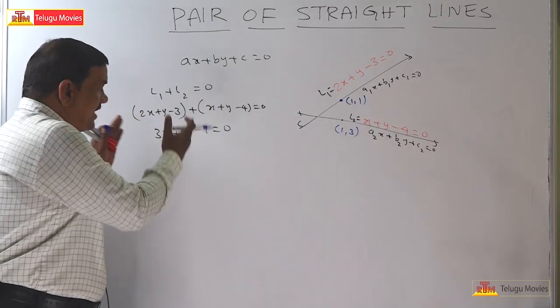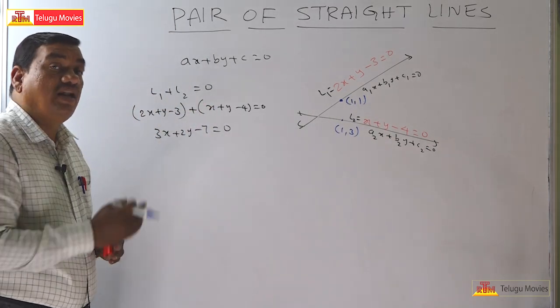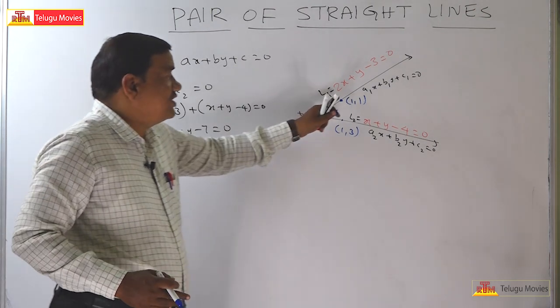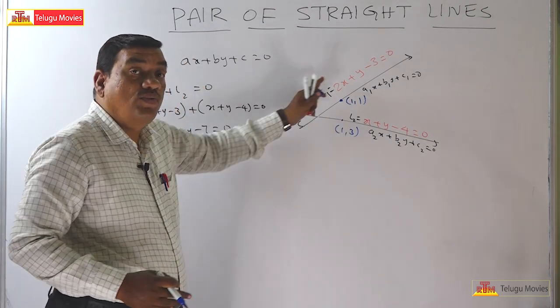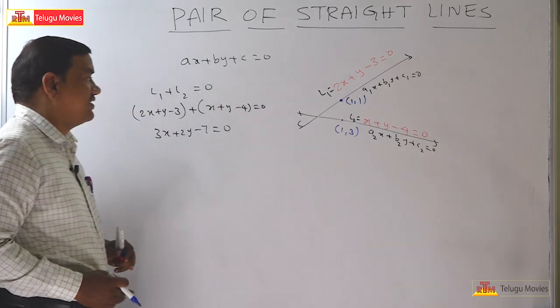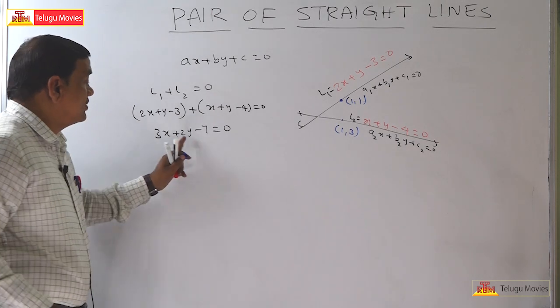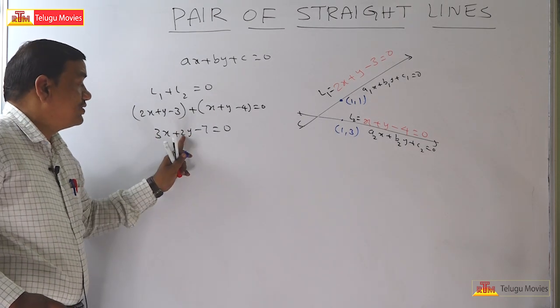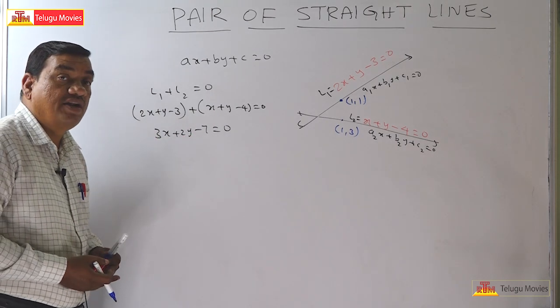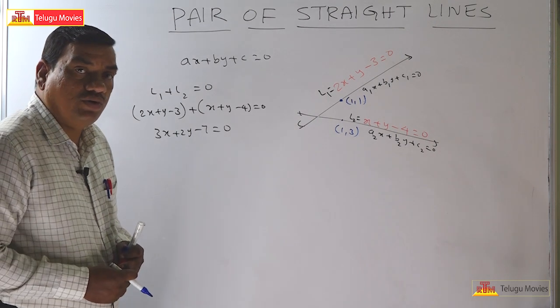Now when you are saying this is a combined equation of both the lines, both these points should satisfy this equation. Let us check it. First you substitute 1 comma 1 here. So if you substitute 1 comma 1, 3 plus 2 is 5, 5 minus 7 is equal to minus 2, which is not equal to 0.